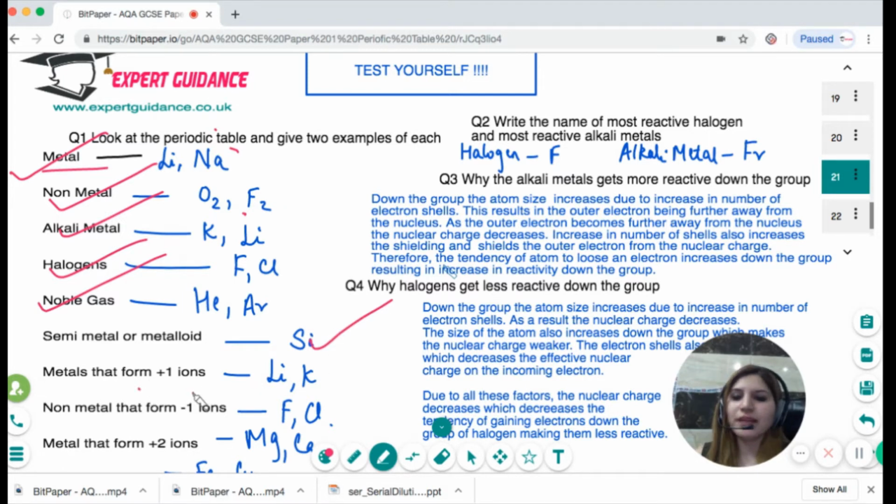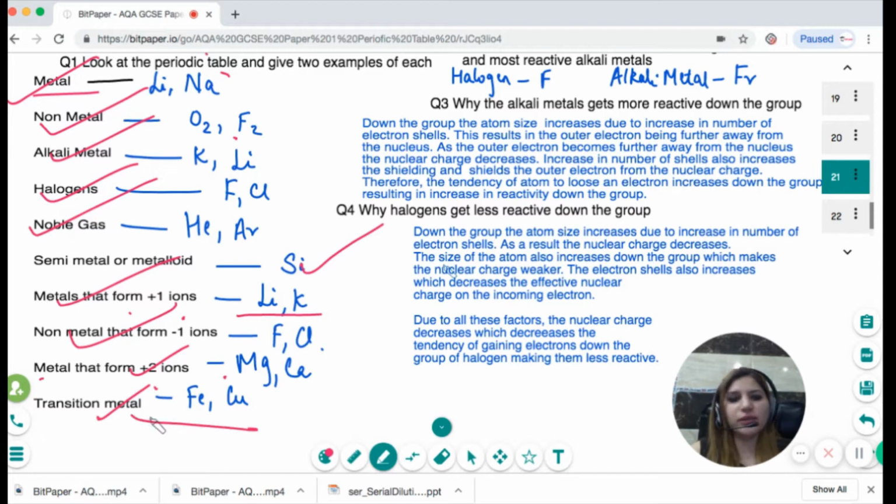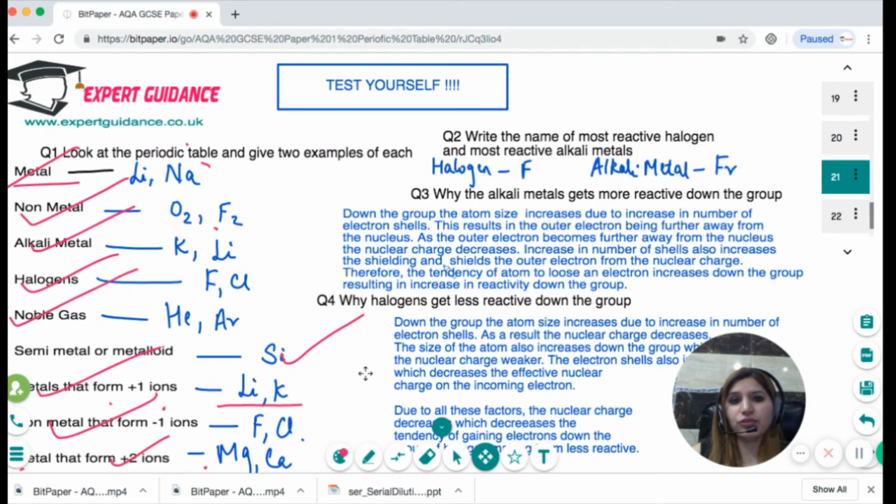A metal that forms a +1 ion means it has 1 electron in the outermost shell, so any group 1 example. A non-metal that forms negative ions should have 7 electrons in the outermost shell, so any halogen. Metals that form +2 ions should be group 2, so you can name any of group 2. Transition metals are the elements between group 2 and group 3, so you can give any example from that. Okay, so I hope you are now clear with how to read the periodic table.